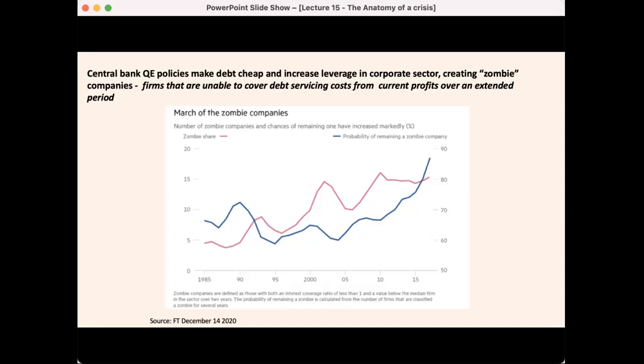So you've got an increase in the number of firms that are unable to cover their debt servicing costs from their current profits. And in fact, they're zombies. And the chart below shows that you've got an increasing share of zombie firms. 15% of firms are considered to be suffering from debt servicing costs. And the blue line shows the probability of them remaining zombie companies is up to 90%, i.e. that they're zombies now, they're trapped in a debt cycle, and they are likely to remain zombies.